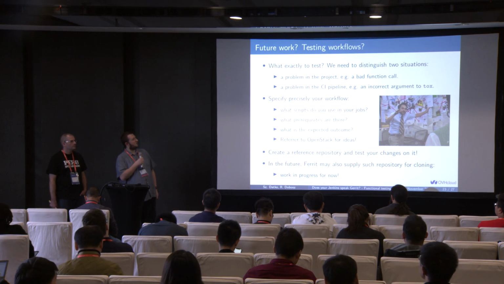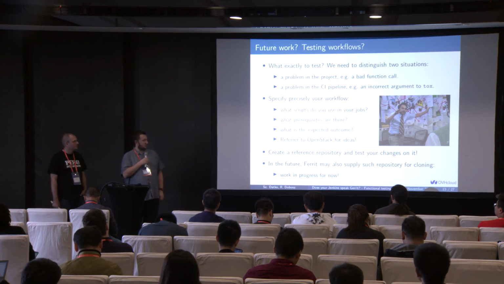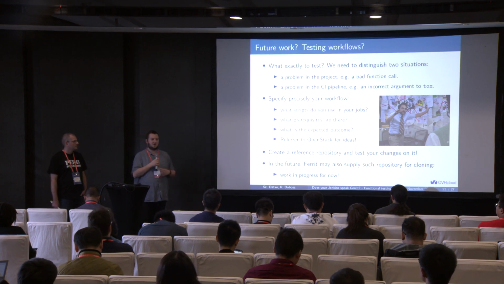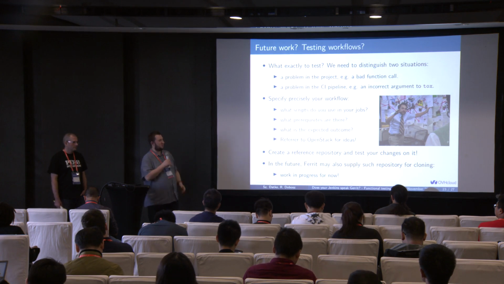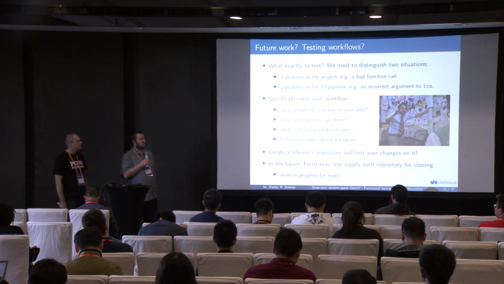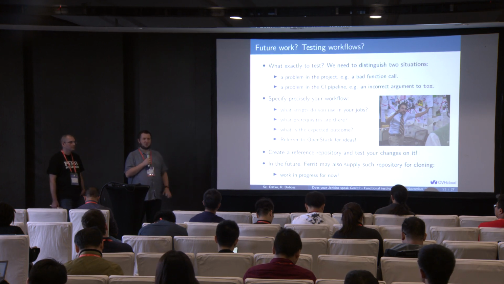And our final goal was to implement a feature in Ferret so that it will be able to supply such a sample repository. It's not ready yet because, as we found out, the Git protocol over SSH is a bit more complex than it seems. However, we expect it will be added in the near future.